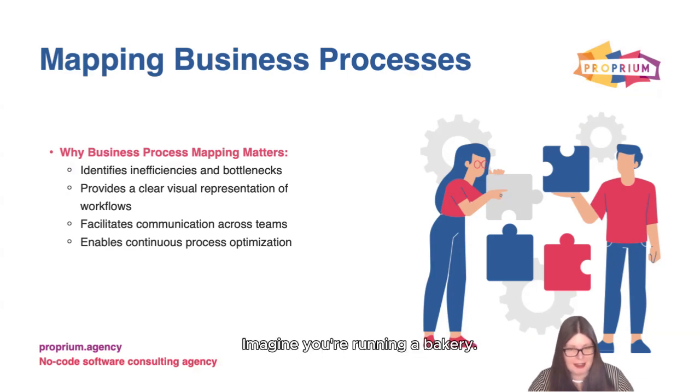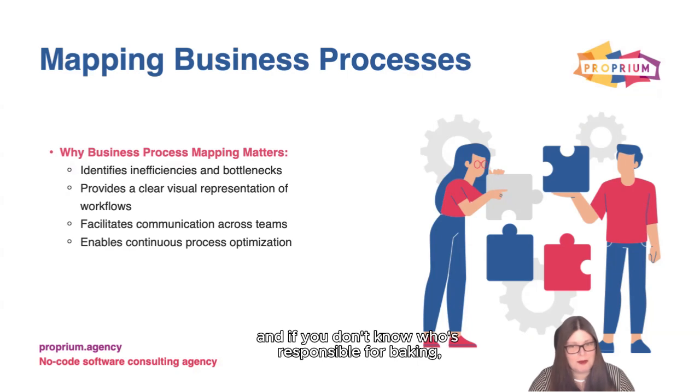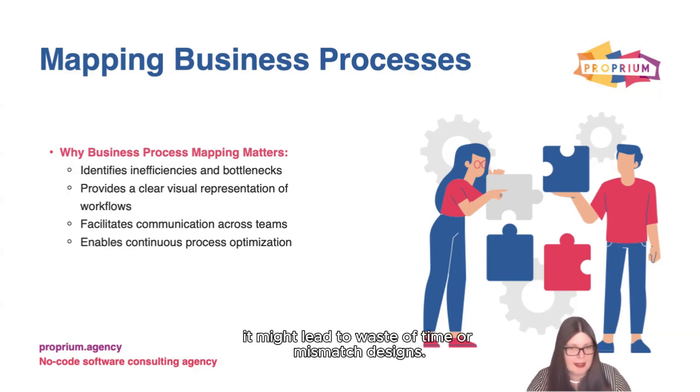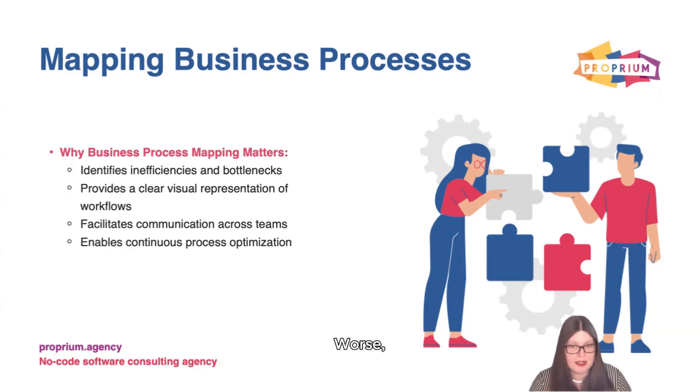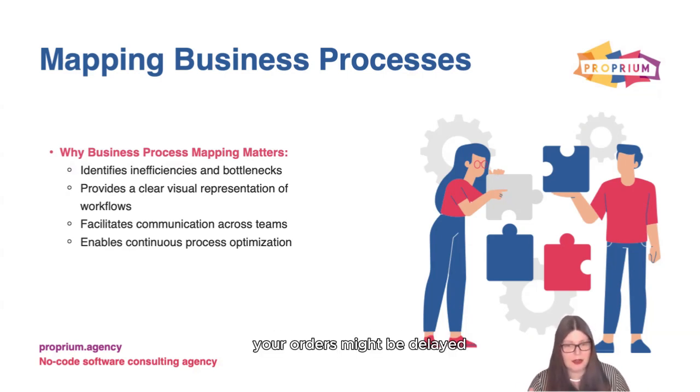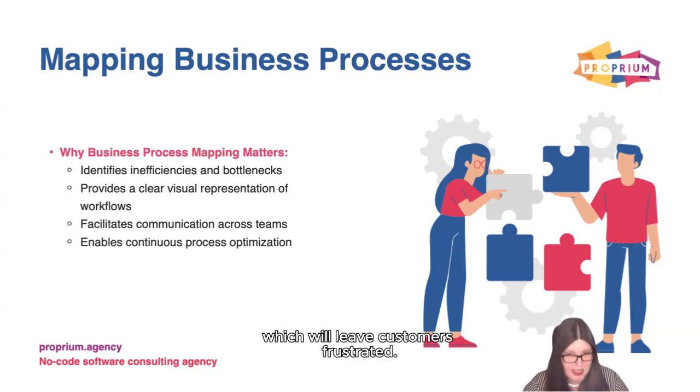Imagine you're running a bakery. You're baking without a plan. And if you don't know who's responsible for baking, decorating, or packaging, you will very quickly run into issues. For instance, if two people think that they are decorating the same cake, it might lead to wasted time or mismatched designs. Worse, if no one thinks they're responsible for packaging, your orders might be delayed, which will leave customers frustrated. Mapping ensures smooth operations.